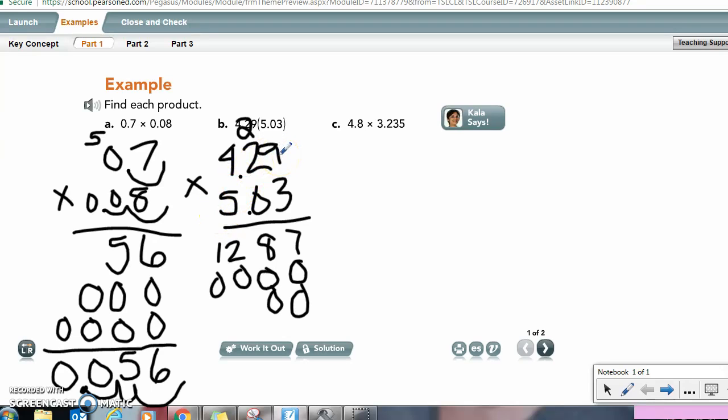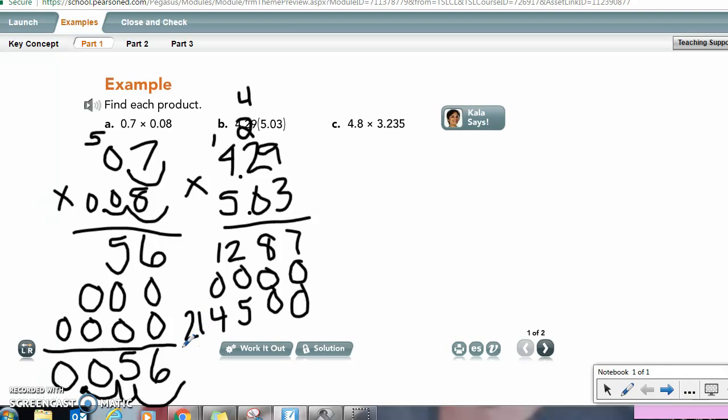5 times 9, well, you can do the hand trick. 5 times 9 is 45. I always put my 4 up here a little bit higher. 5 times 2 is 10, plus 4 is 14. I need to carry my 1 above this 4. 5 times 4 is 20, plus 1 is 21.